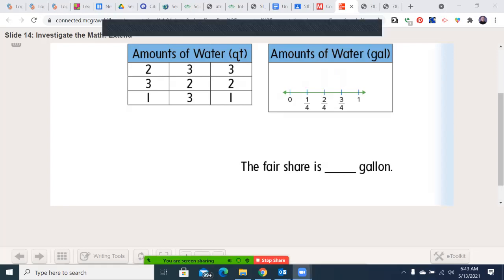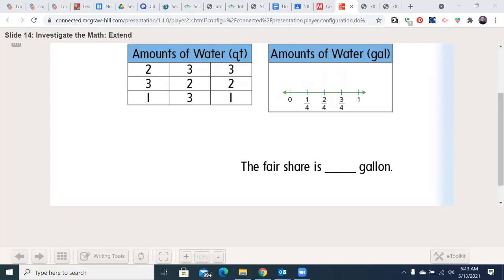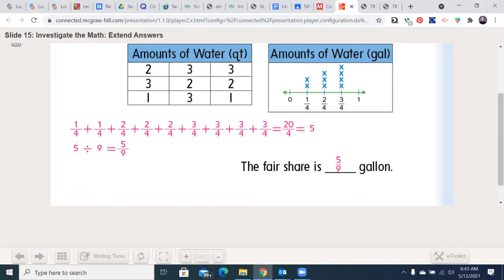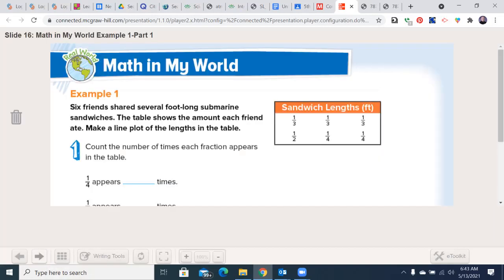Oops. Really? Technology has not been my friend today. You see how they did it? 5 ninths of a gallon is the fair share. Essentially your average. Remember, another word for average is mean, and not how you treat someone, but what you mean.